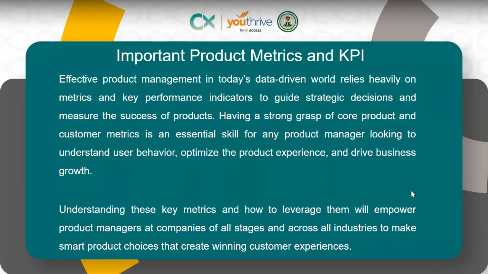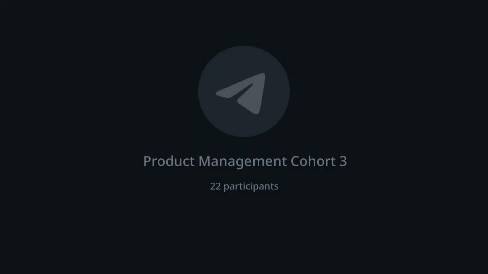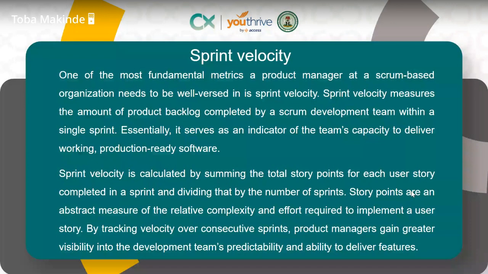So I have about 10 metrics that we're looking at in depth today. The first one is sprint velocity. One of the fundamental metrics a product manager at a Scrum-based organization needs to be well versed in is sprint velocity. I know we touched on this slightly when we talked about Scrum and the agile methodology of product development.